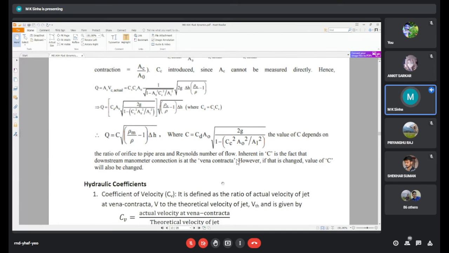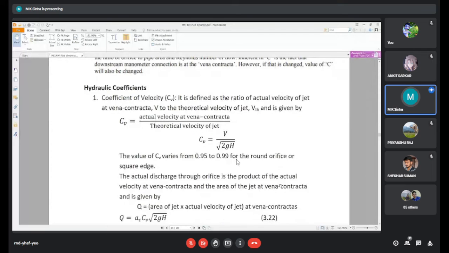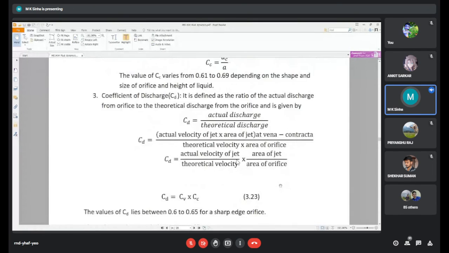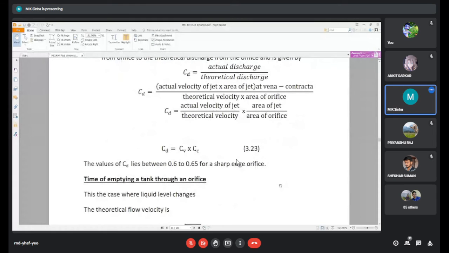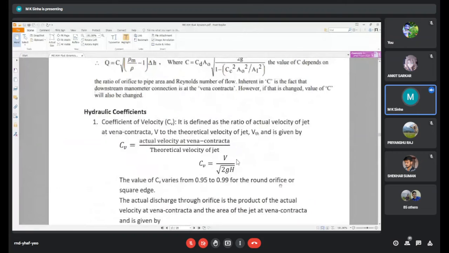So inherent is the fact that the downstream manometer connection is at the vena contracta. However, if that changes the value of C, these are some coefficients: coefficient of velocity, coefficient of contraction, coefficient of discharge, all these. So let us see just quickly.